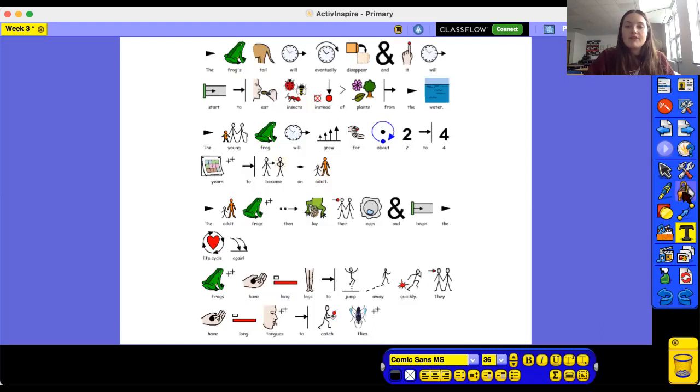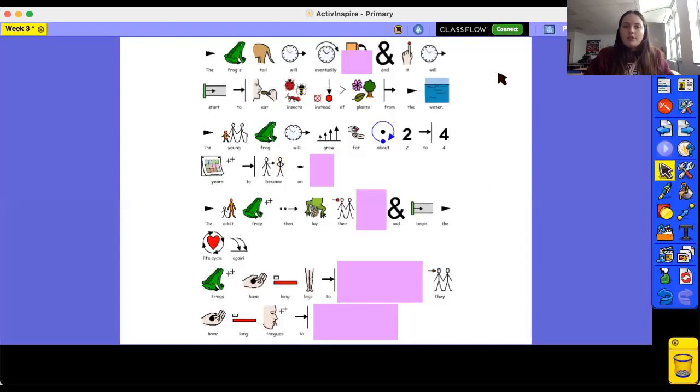The frog's tail will eventually disappear and it will start to eat insects instead of plants from the water. The young frog will grow for about 2 to 4 years to become an adult. The adult frogs lay their eggs and begin the life cycle again. Frogs have long legs to jump away quickly. They have long tongues to catch flies. See if you can remember that information.